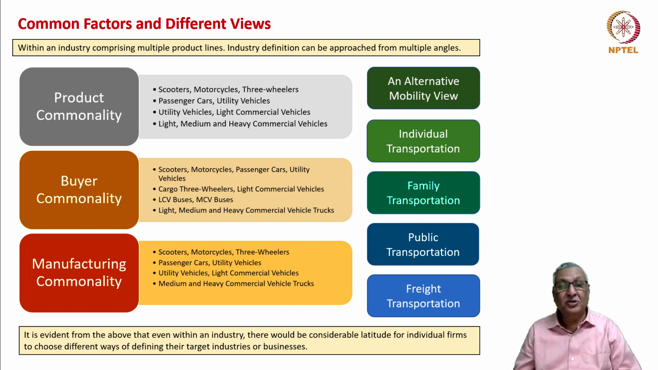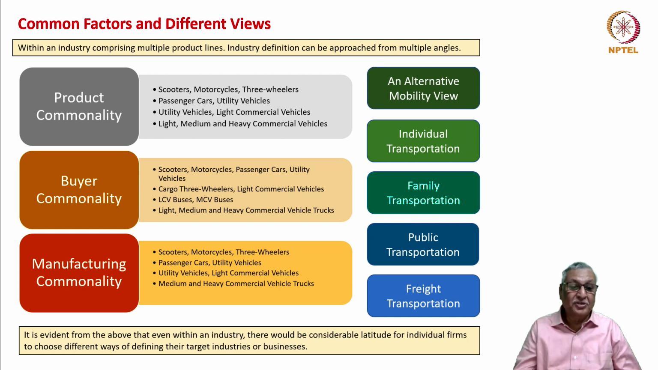There could be commonality based on buyers. Scooters, motorcycles, passenger cars, utility vehicles, they are all bought by people who are interested in personal transportation. Cargo three-wheelers and light commercial vehicles are bought by certain segments of customers who are interested in light cargo transportation. Light buses as well as medium buses are bought by schools, colleges and transport undertakings. Light, medium and heavy commercial vehicle trucks are bought by fleet owners, people who are engaged in intercity as well as state and national transportation. So there is a buyer commonality defining different groupings of products.